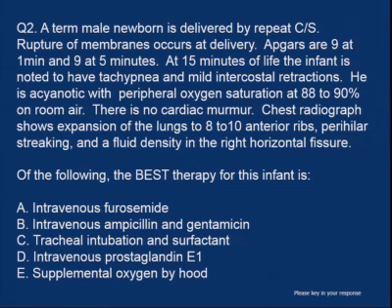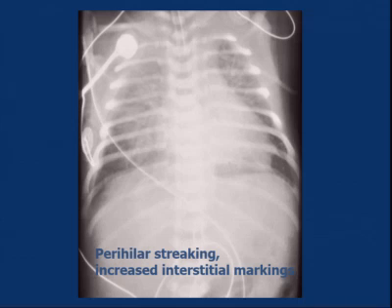Of the following, the best therapy for this infant is intravenous furosemide, intravenous ampicillin and gentamicin, tracheal intubation and surfactant, intravenous PGE1, or supplemental oxygen by hood. Vindication. All right. So in today's environment, we would actually use a nasal cannula, but this is primarily what you need to do. Just give these babies a little bit of oxygen and let them reabsorb their retained lung fluid.